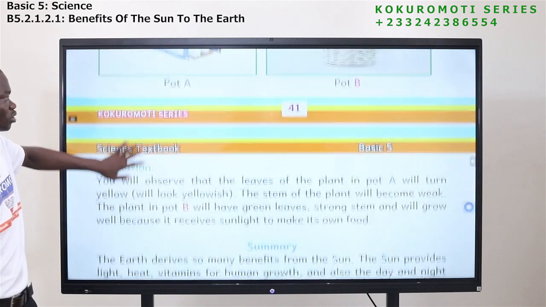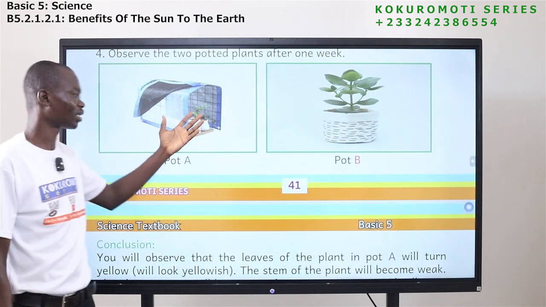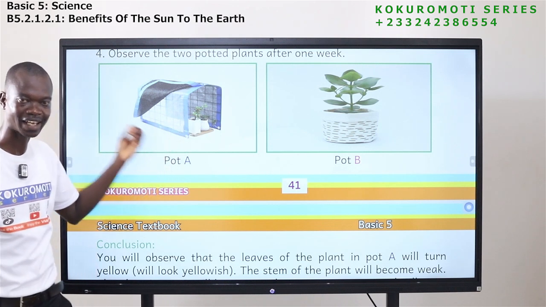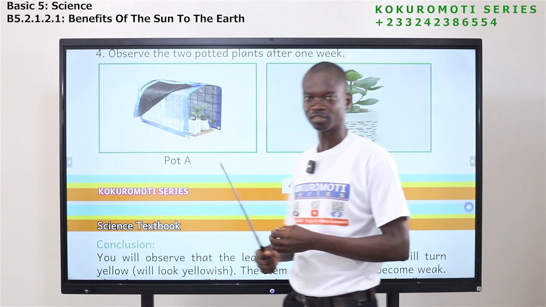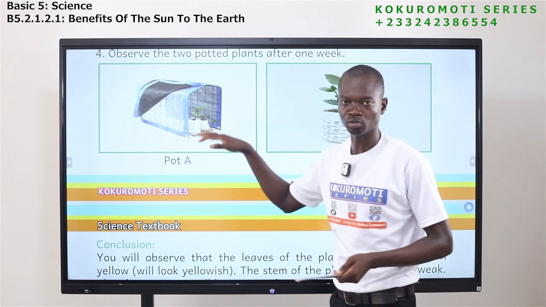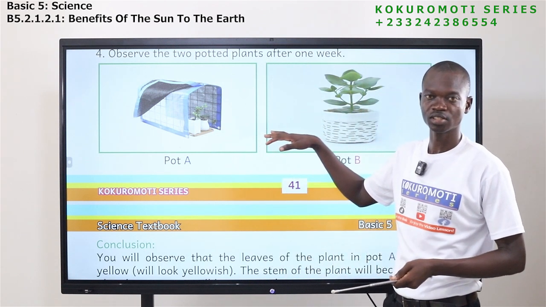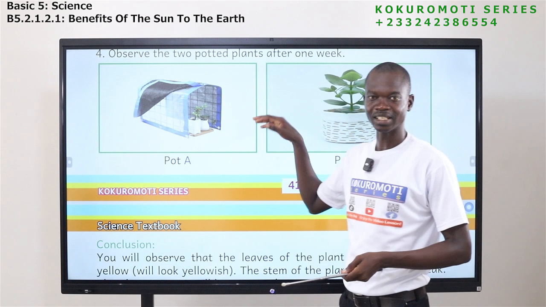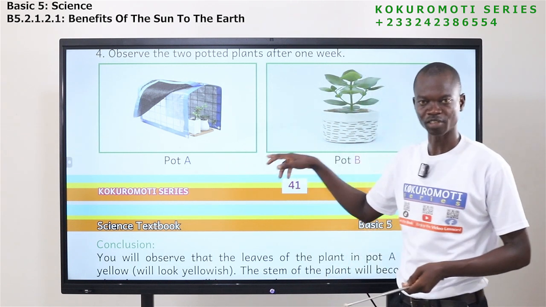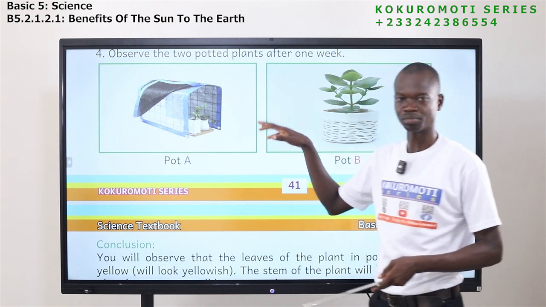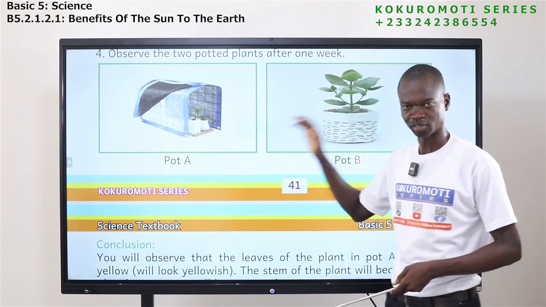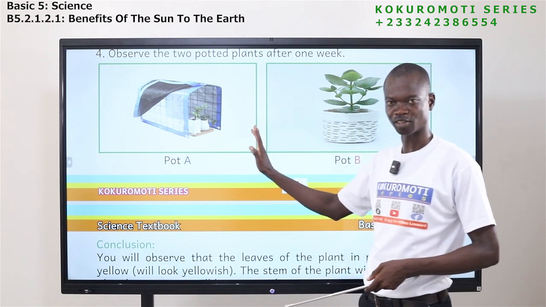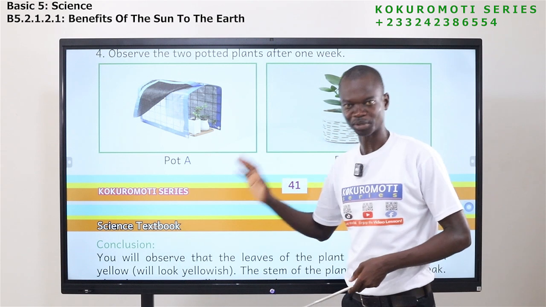So after 1 week, what do you think will happen? The plant will not get light or sunlight. So how are they going to survive? Will they be able to prepare their own food? Because they need the sunlight to prepare their food. So if they are deprived of the sunlight, if they have water and air alone, without the sun, can they prepare their own food? No, they can't prepare their own food.